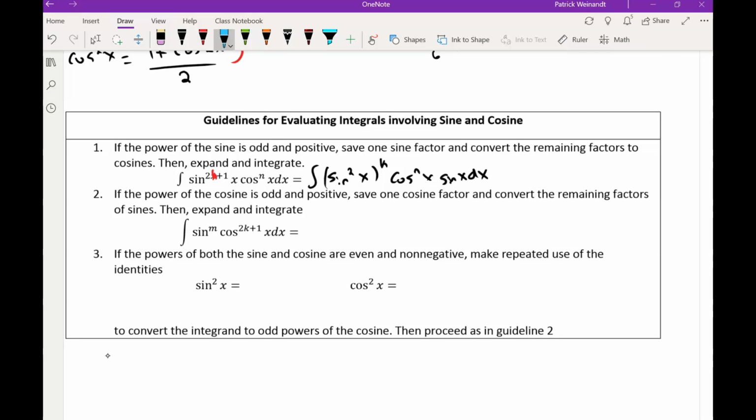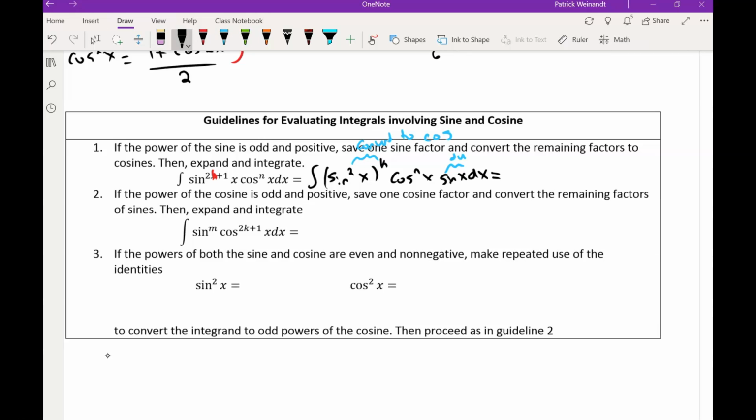We want to convert this to cosine, and if we convert that to cosine, then we can basically let that be our u. If cosine is our u, well, what is our du? And our du will be sine. So this effectively becomes our du. Okay, but we want to get everything in terms of cosine. So we have one last step.